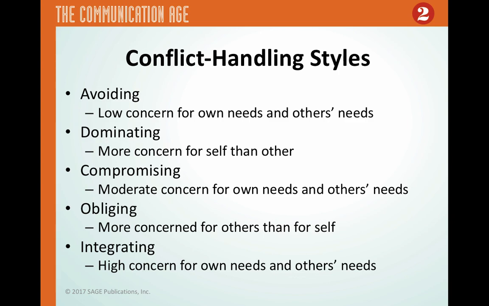Compromising is where there's a moderate concern for own needs and other needs. You're not overwhelmingly concerned about it, but you are concerned about it, but you're not just focused on yourself. You want to make sure that other people are going to come through this conflict on top. Other people are going to be all right. We're going to fix this problem so that everything is just fine for all of us.